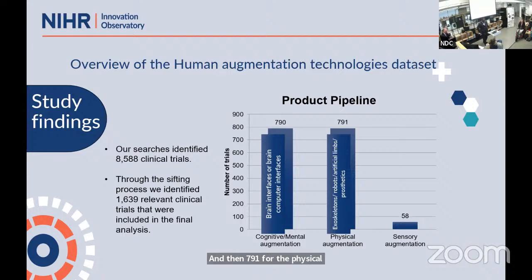Interestingly enough, one thing that is remarkable that we found in this particular figure is that we only had about 58 out of the 1,639 clinical trials that we identified that investigated sensory augmentation. So this probably suggests that there is a gap in research in this particular area, and there is need for more studies to be conducted in order to understand the potential benefits and the risks associated with sensory augmentation.